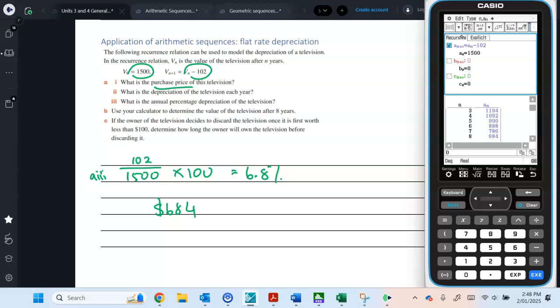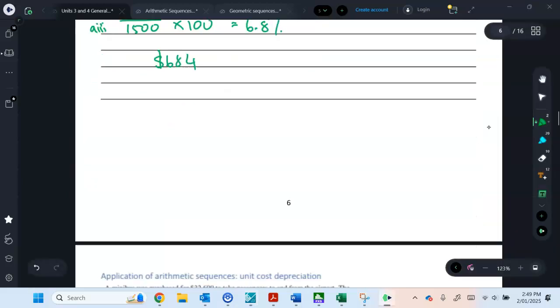All right, part C, if the owner of the television decides to discard the television once it's first worth less than $100, how long? So we can answer this question as well as the previous one just through this. If I did it using any other method, it would actually take me longer. So it's first going to be under $100 after 14 years. So 14 years. All right, let's move on.